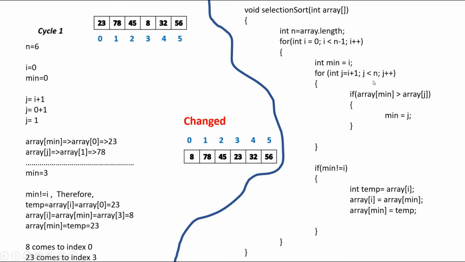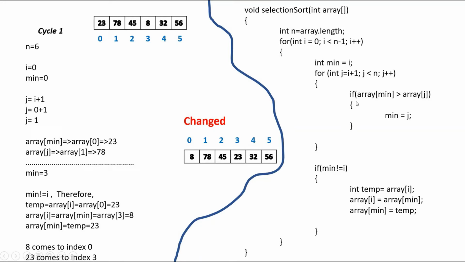Okay, it goes to the next for loop. In this for loop, the variable is j. In here, the initial j value is i plus 1. What is i? i is 0. So j will be 1. And this for loop will be iterated until j is less than n. What is n? n is 6. That means j is less than 6. Okay, let's go inside that for loop.